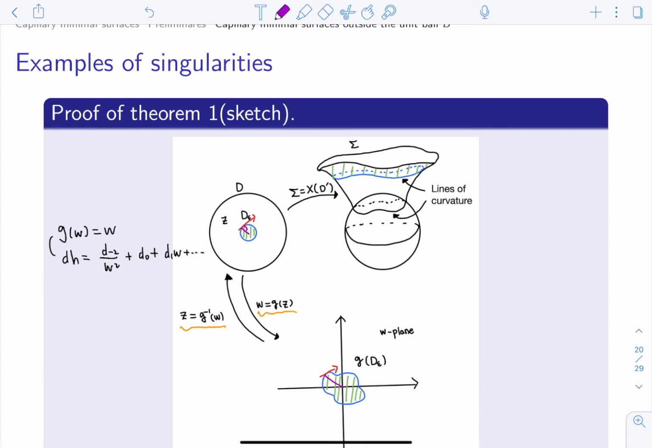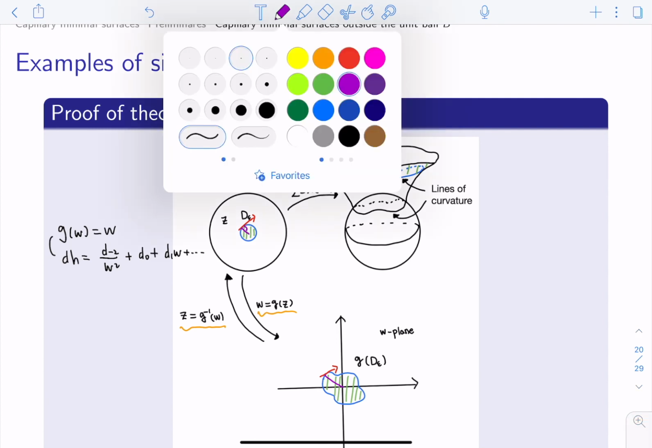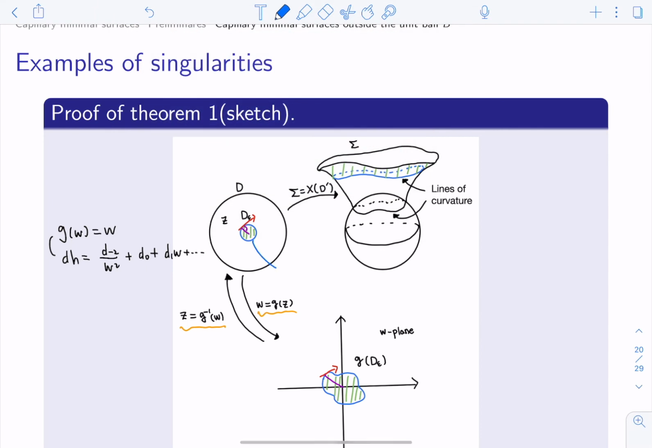So after some calculation, we can find out that the image of the boundary, ∂D epsilon, under the Gauss map must be a circle.